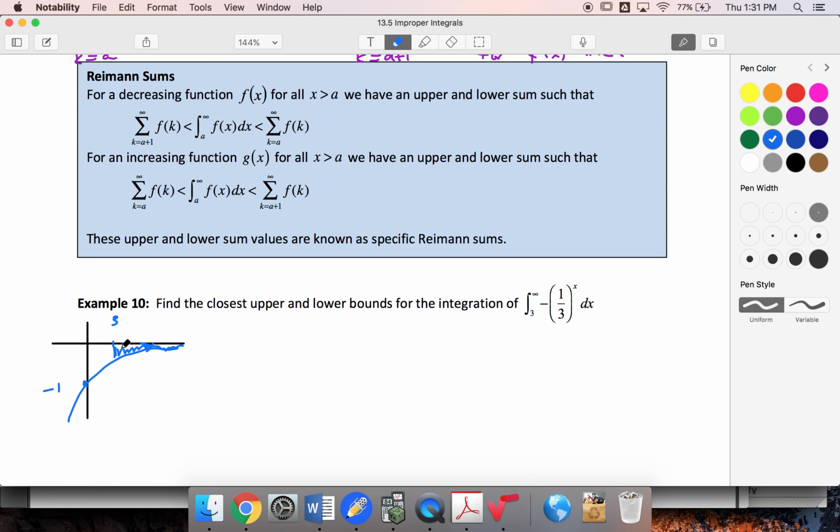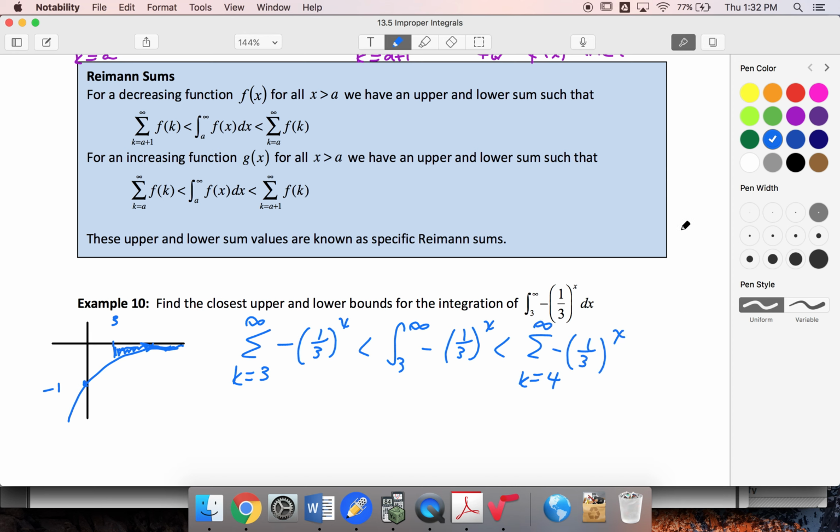And let's look at what I could approximate this with. So if I think about turning this into a sum, I know this is an increasing function, so this can be approximated by taking my sum from k equals 3 to infinity of -(1/3)^x. That's going to be less than my integral. And it's going to be less than my sum from k equals 4 to infinity of -(1/3)^x.